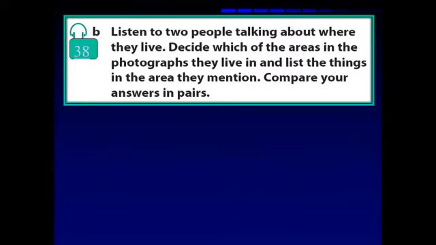You will listen to two people talking about this. This is track 38, and I would like you to go back again to this track. You have to listen to it first and then decide which of the areas in the photographs they live in, and list the things in the area they mention. Compare your answers in pairs.